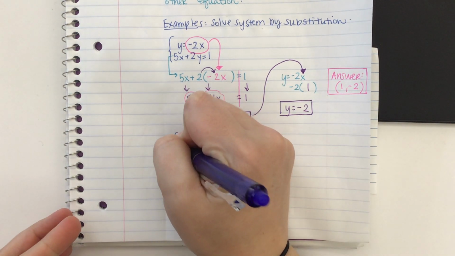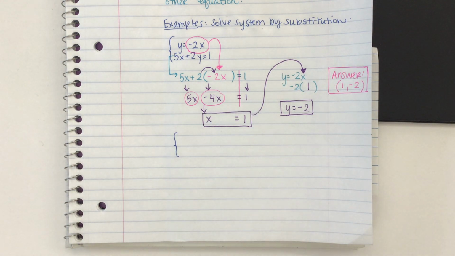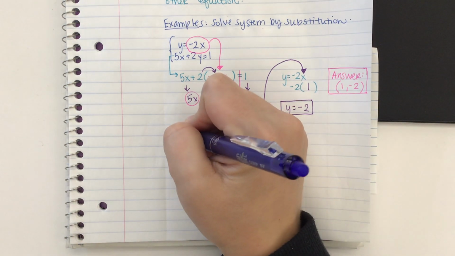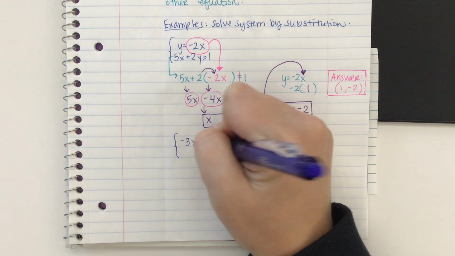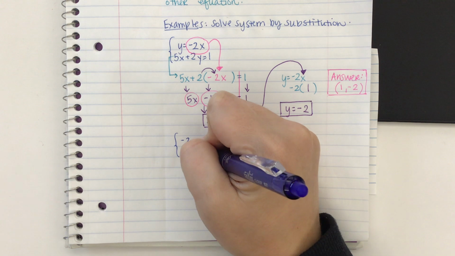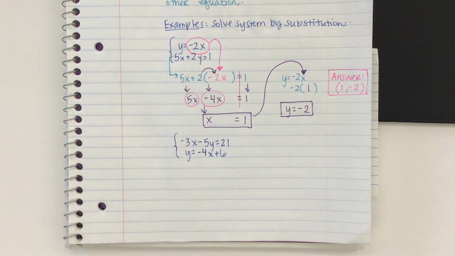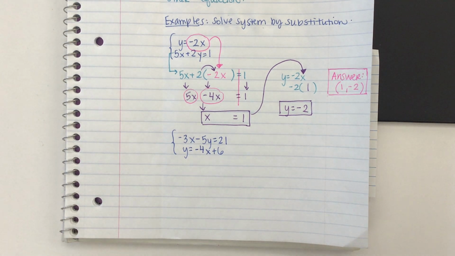So this is negative 3x minus 5y is equal to 21, and y is equal to negative 4x plus 6. So this may be a different example than the one you saw in the lesson, but that's okay, because you want to do more example problems. So what am I going to do in this situation? Well, I'm going to do everything that I did in my first example.